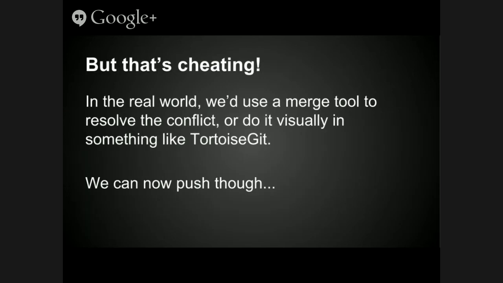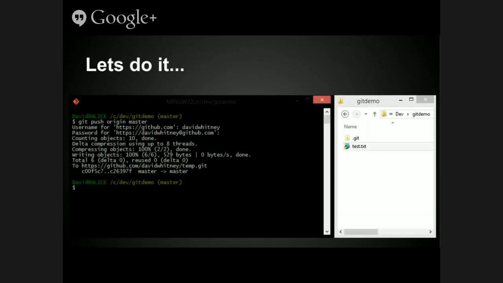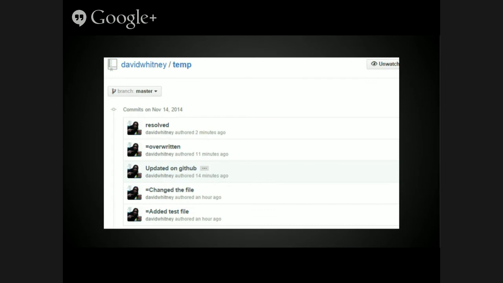But it is cheating. We can push now. So let's do it. Git push origin master. And you'll notice now it just took the changes and took them into the repository. So now you'll see the history on GitHub: added test file, changed test file, updated on GitHub, overwritten, and then the resolve commit at the top is a commit that is the resolution, the merge commit of the two changes from both sources.